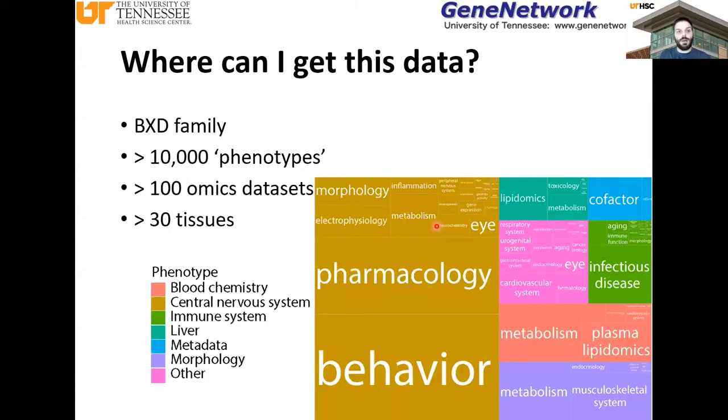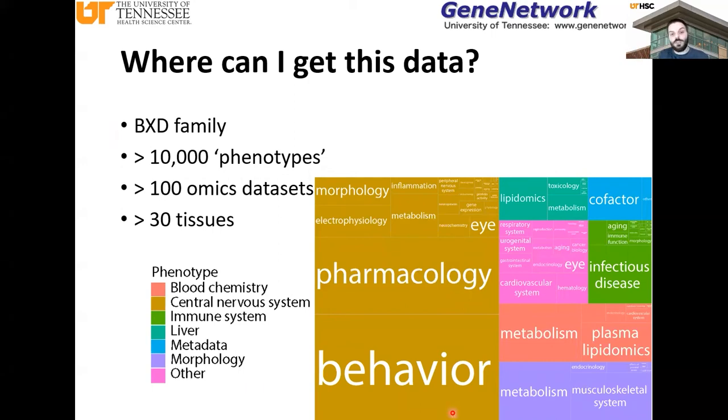But I'm going to talk to you about that BXD family a bit more. It's the largest data set we have, and over 10,000 phenotypes have been measured for this family. When I say phenotypes, it's anything from coat color to blood glucose to hippocampus weight to what year the breeding of that strain was started.